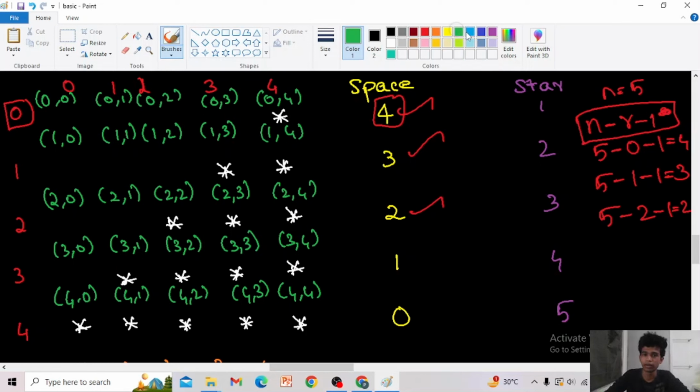Now let us find the relationship between the star and the row number. By seeing it, we can say here is 0, here is 1, here is 1, here is 2, here is 2, here is 3. So I can say row number plus 1 is to print star. To print star, we want to print how many stars? Row number plus 1 stars. So this is the relation for the star.